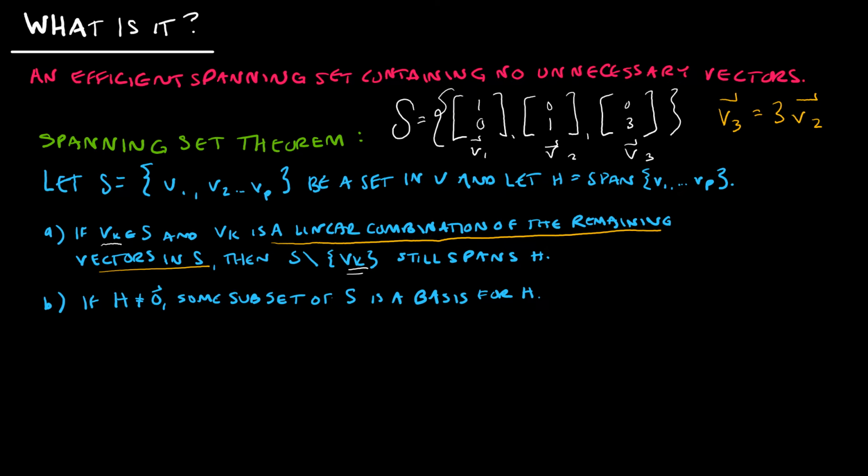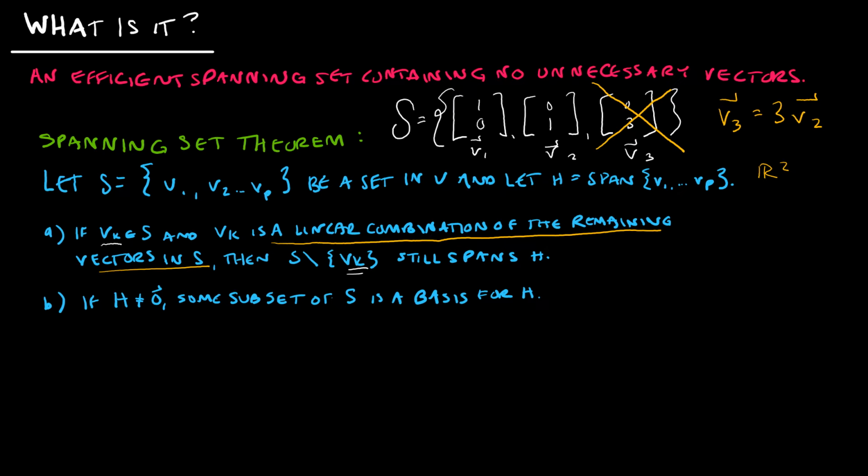What the spanning set theorem tells me is that if I take this guy out, what's left over still spans H. Well, in this case, with (1, 0) and (0, 1), H is obviously just R2, because (1, 0) and (0, 1) span R2. Did I change anything by taking out V3? Can I still span R2 without the vector (0, 3)? Of course I can. I've got (1, 0), (0, 1). It's the easiest, the base of all bases, if you can imagine that, for R2.